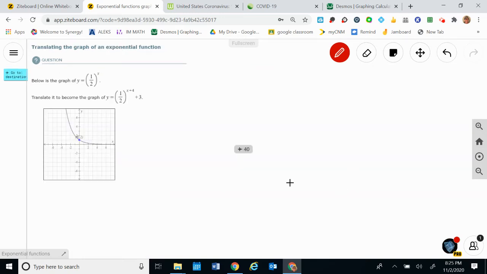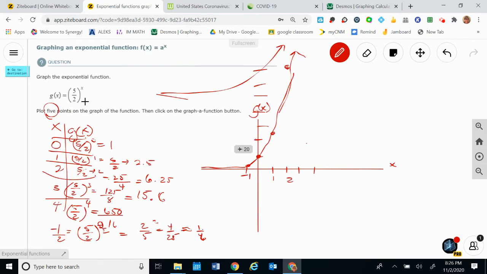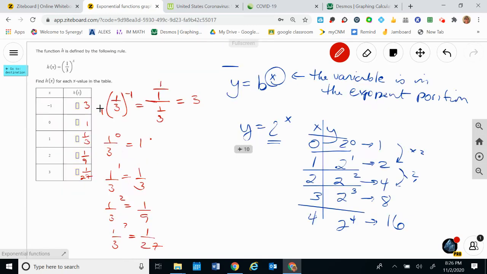All right, below is the graph of (1/2)^x. Now, oh my gosh, what happened here? Why are we going down instead of going up? Okay, everything we've done so far, take a look. The base has been 5. This is 2.5 because it's 5/2. It looks like a fraction, but it's greater than 1. It is a fraction, but it's greater than 1. It's 2.5. Okay, and this was 1/3.